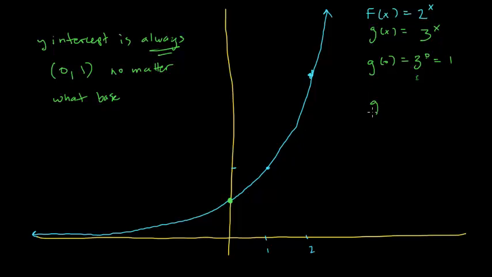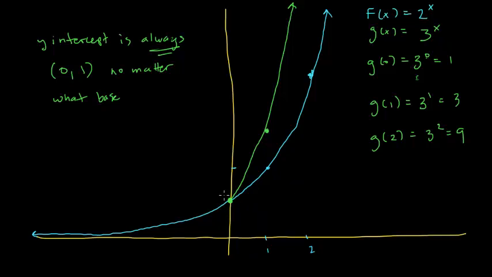Alright, what about g of 1 though? G of 1 is 3 to the 1, which is 3. So we already see that our function appears to be growing faster. And g of 2, that's 3 squared, which is 9, and I can't even draw that already. That's way up here somewhere. So my function is really growing super, super fast.